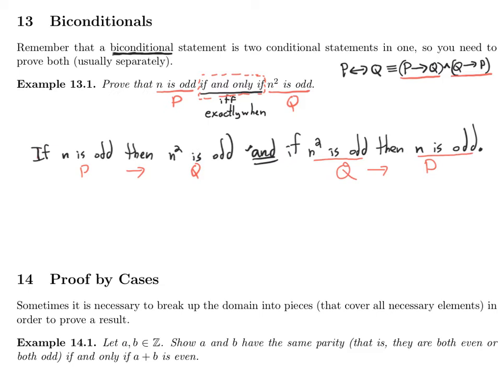So we have two conditionals we have to prove here. So there is indeed two results we have to prove. We have to prove the first one, if n is odd, then n squared is odd, and we have to prove the second one. If n squared is odd, then n is odd. So pause the video now and try this. Remember, when you see an if and only if, means there's two different things you have to do.